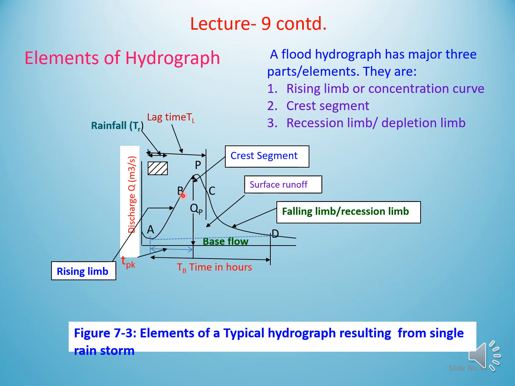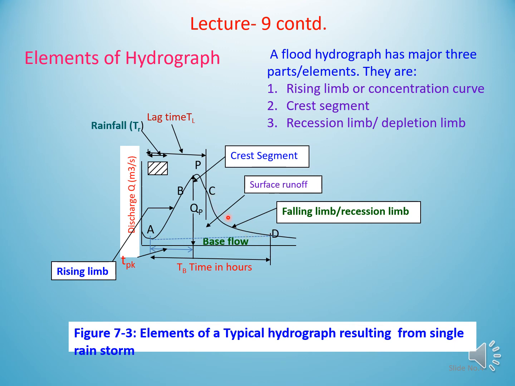In this hydrograph, from point A to B, the curve rises, so this portion is called the rising limb or concentration curve. The segment BC is called the crest segment, which is in between the 2 points of inflection with a peak P in between them. From this point C, the curve decreases, so the CD portion of the curve is called the recession limb or depletion limb.